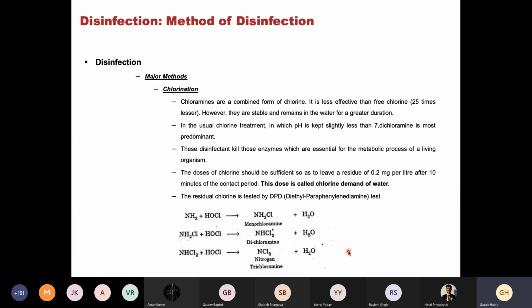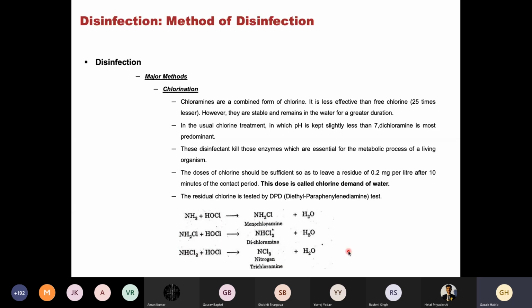Okay. So for chlorination, further description is given here. Chloramine is the combined form of chlorine, as I said, right? It's a combined chlorine. It is less effective than the free chlorine. Free chlorine is HOCl and OCl minus, and Cl2 if present there. These are the free chlorine.